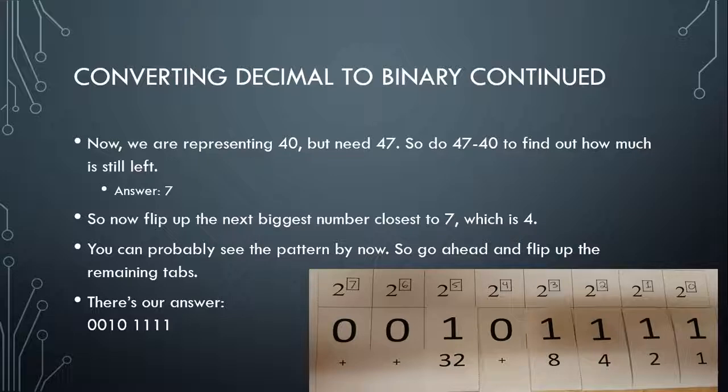And you can see how this pattern is evolving. So we're going to go ahead and flip the remaining tabs. So 4, 2, and 1 in order to add up to 7. And that should give us our binary answer, 0, 0, 1, 0, 1, 1, 1, 1. And that's really all that's to it. Congratulations, you now know how to convert from decimal to binary and from binary to decimal. You know how to do both of them now.